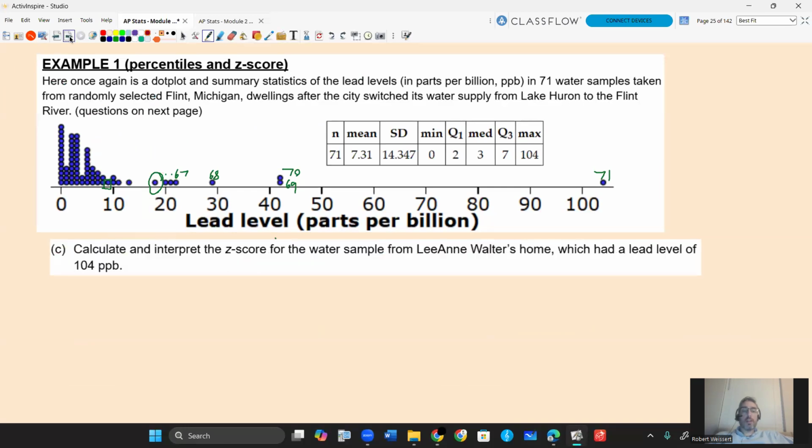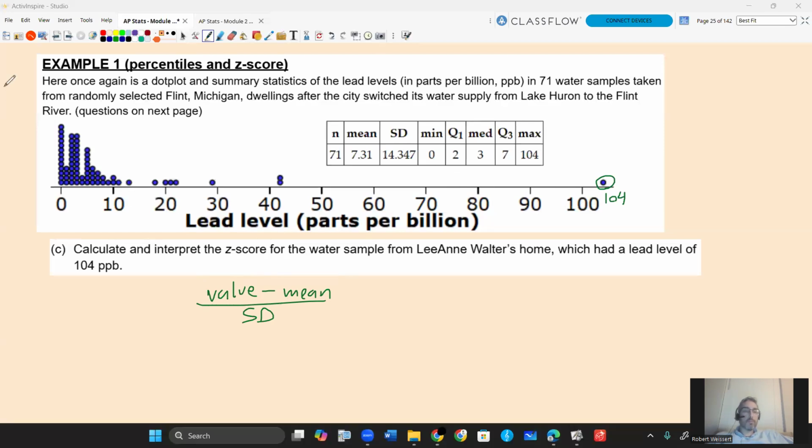Part C, calculate and interpret the Z-score for the water sample for Leanne Walters' home, which had a lead level of 104 parts per billion. So hers is all the way over here at the outlier at 104. That's that 71st position. So what is the Z-score in this case? Well, it's going to be value minus mean divided by standard deviation. And you have the mean and the standard deviation and the value at 104. So you'll just plug those into the formula, and then we'll make that interpretation.